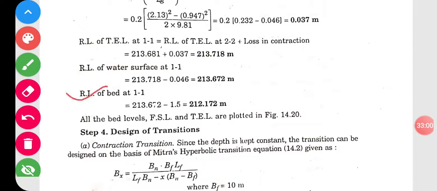So RL of bed here, RL of bed at 1.1. RL of bed at 1 is equal to water level minus depth of the water. Okay, water level minus depth of the water, so this will be the RL of the bed. So like this, all these things are done. What I have told, all this calculation is very lengthy, but small relations are there. You have to remember and go on solving. Okay, so this way the solution is done.